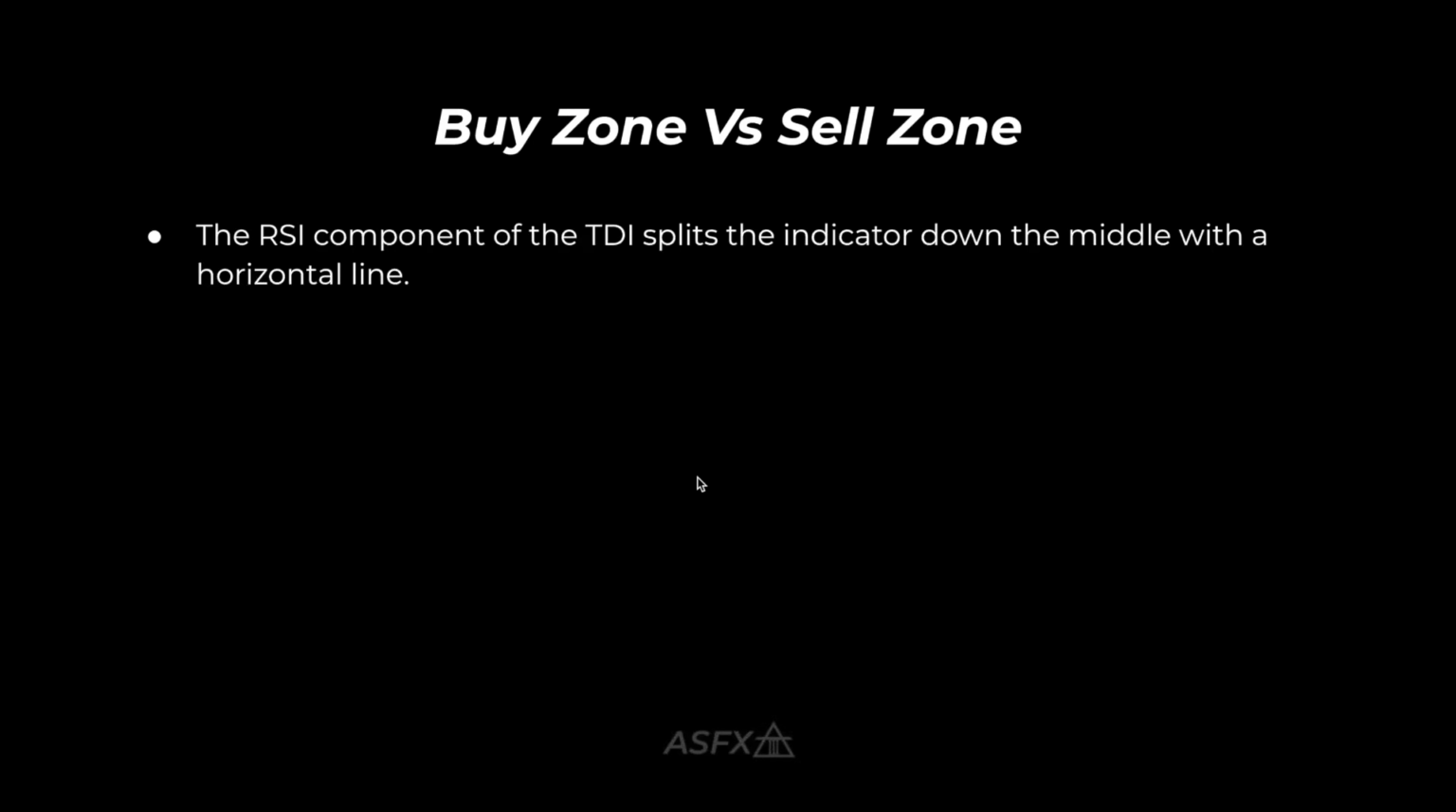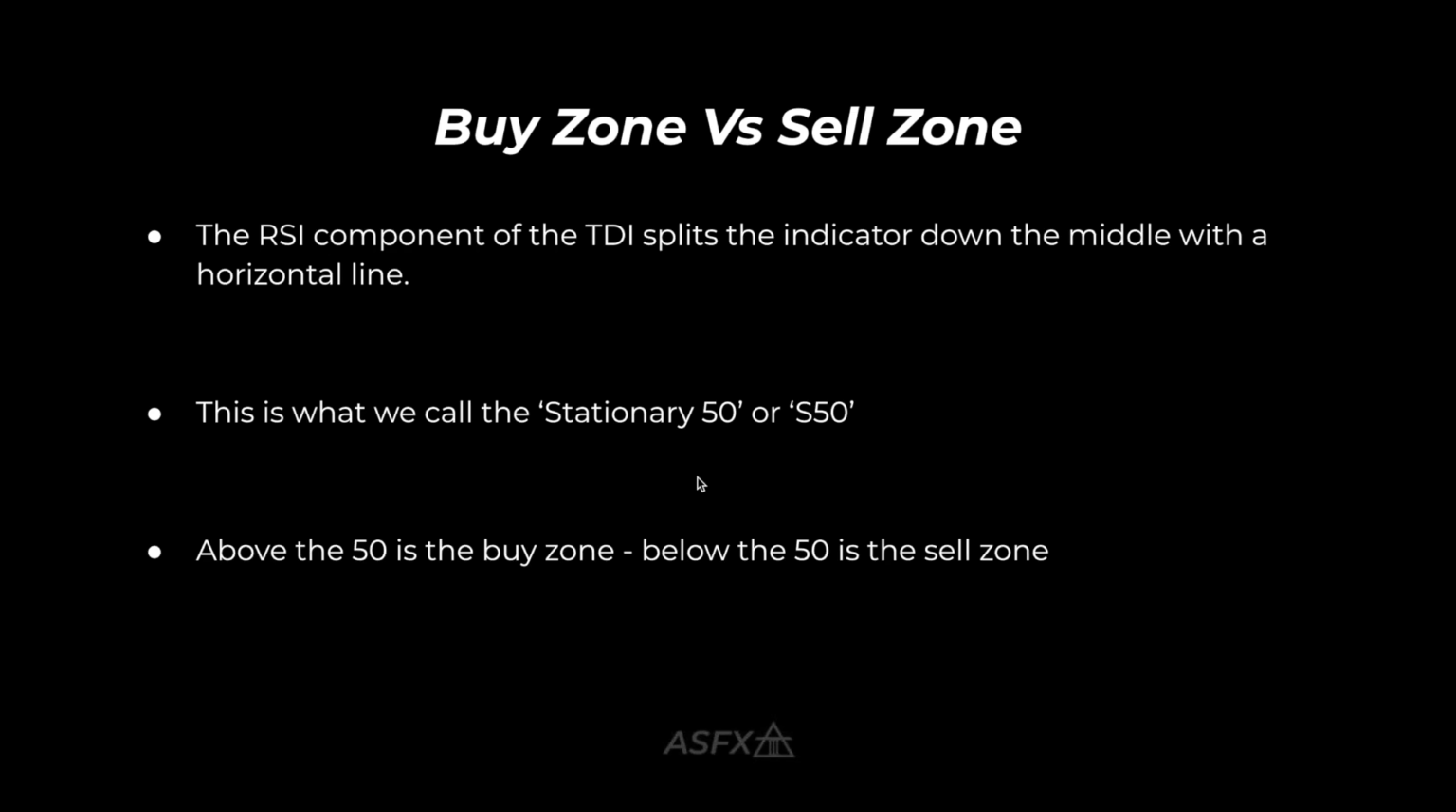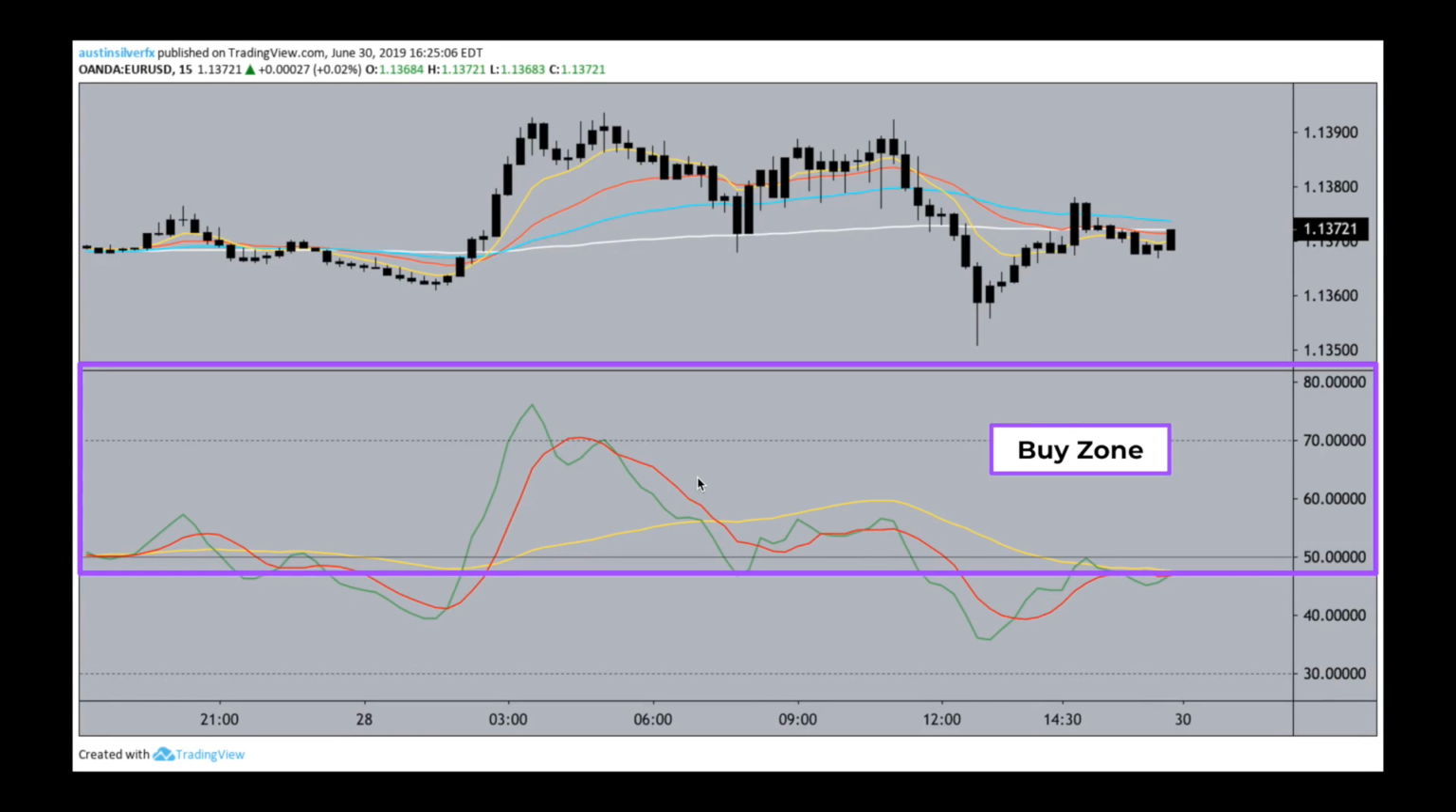The RSI part of this TDI creates two separate zones for us to trade within, the buy zone and the sell zone. This also creates the stationary 50, the value that separates the buy zone from the sell zone. If we're above that stationary 50 value, if the RSI value is 51, we're going to be considered in the buy zone. And if it's below the 50 value, we're considered in the sell zone. It's important to be able to understand this because when we're going long, we want to be in the buy zone. When we're going short, we want to be in the sell zone.